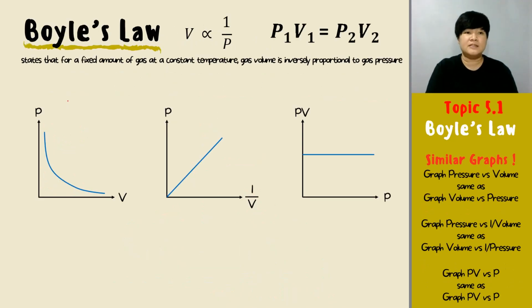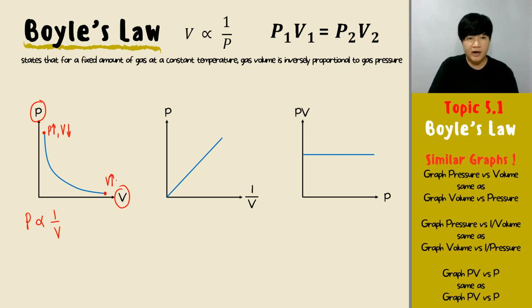Alright? Next, we have three graphs for Boyle's law. The first graph is your pressure versus volume. We know that your pressure will be inversely proportional to the volume. So you know that in here, your pressure is very high, that's why your volume is very low, while in here, your volume is very high, therefore your pressure is very low. Right? That is your pressure inversely proportional to volume.